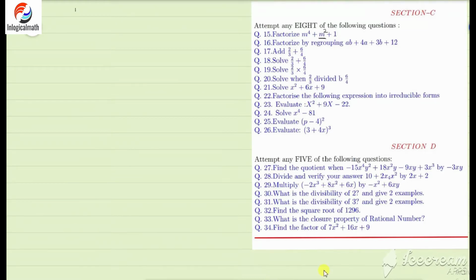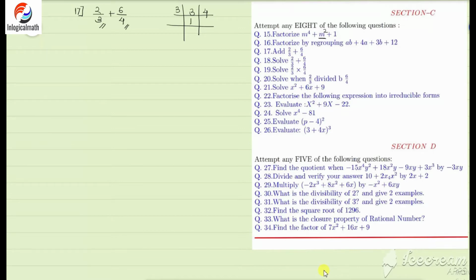Now question 17 is 2 by 3 plus 6 by 4. First we have to find the LCM of the denominators 3 and 4. The same way as we do for factors, first we take the least natural number apart from 1.